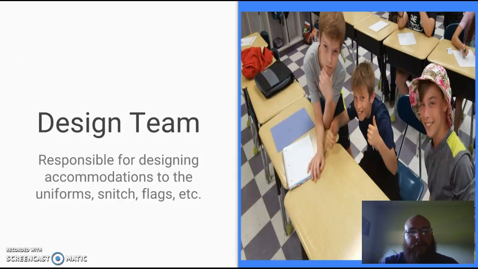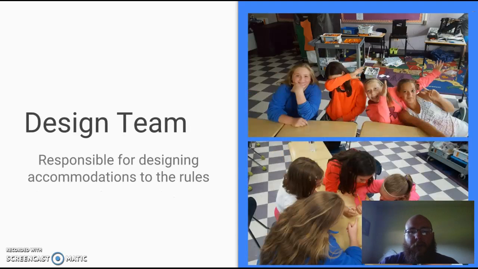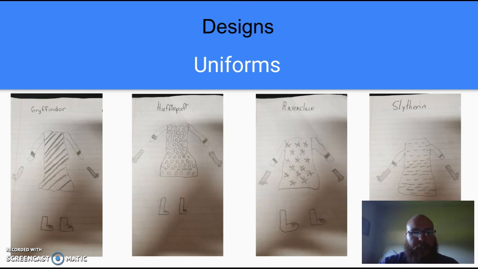I had 2 design teams, one responsible for the accommodations to the uniforms, the snitch, the flags, etc. And then I had one group of girls who were responsible for the accommodations to the rules. So they got to work, and what we had by the end of the class were these 4 beautifully drawn uniforms for each Quidditch team, which, as you can see, focuses on the shape that's on the uniform rather than the color, which is why they're in black and white.